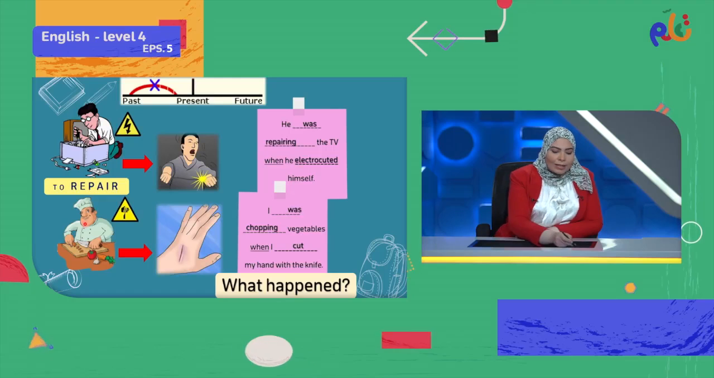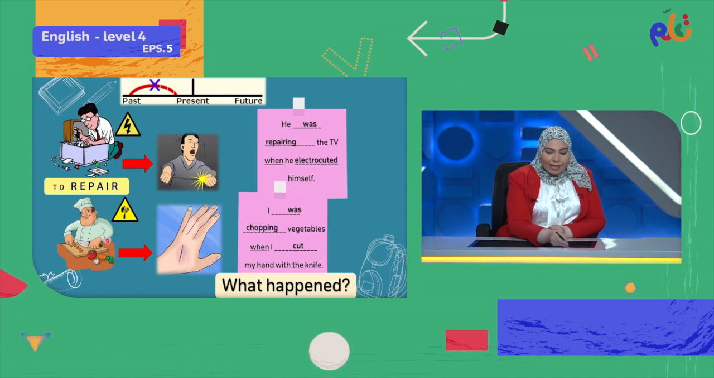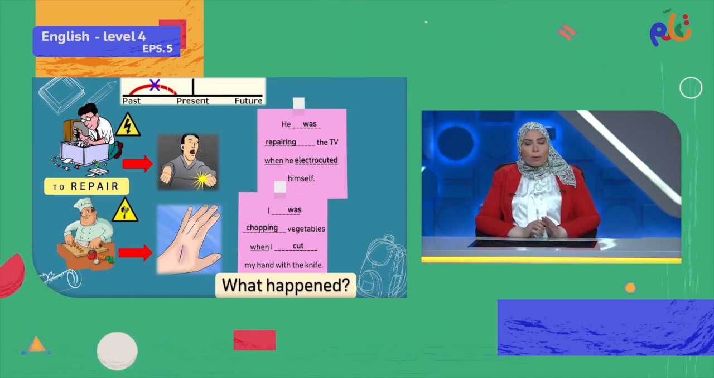One of them took time, or one of them was taking a duration, and then something happened in the middle of it and interrupted it. So let's look at these situations here. Let's look at the situation for the chef. Here we have the action of chop.